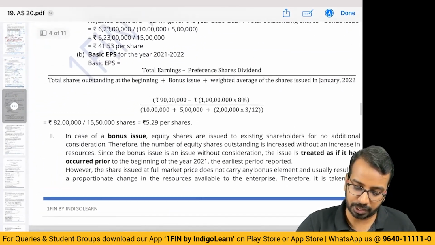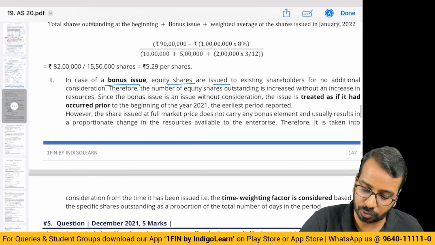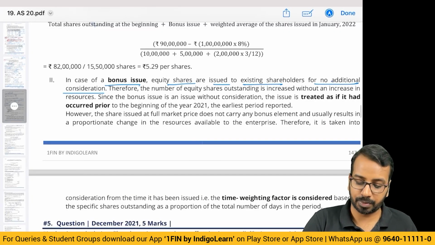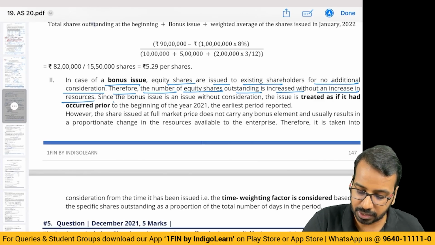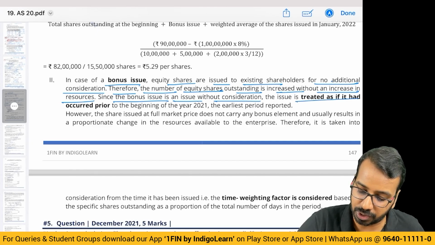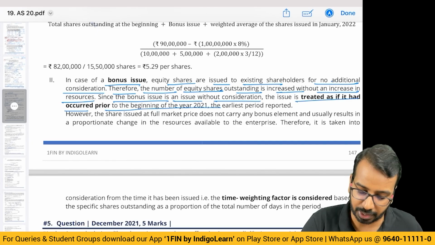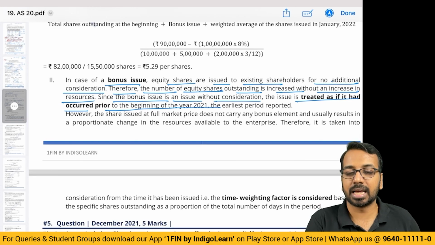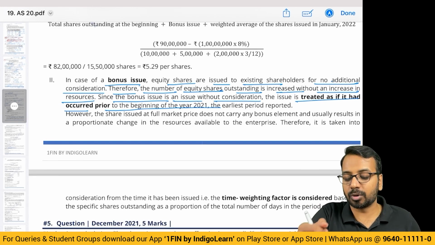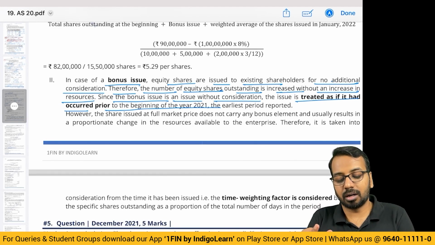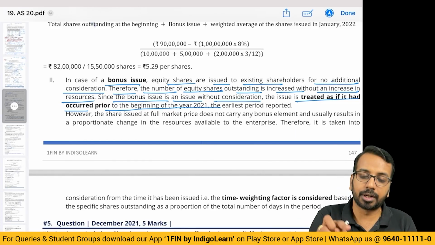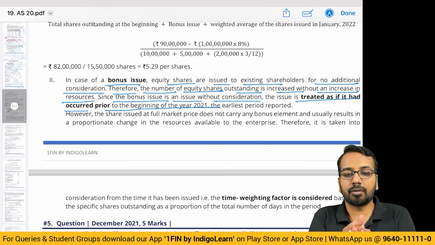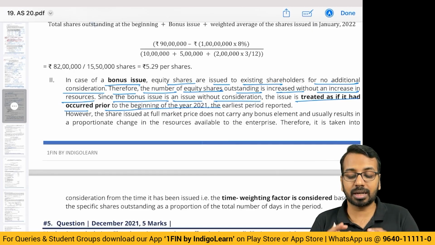Now, first thing, why we should do it is, in case of bonus issue, shares are issued to existing shareholders for no additional consideration. Therefore, the number of equity shares outstanding is increased without an increase in the resources. Since the bonus issue is an issue without consideration, it is treated as if it had occurred prior to the beginning of the period. Now, when I am issuing bonus shares, I am not getting any additional resources. Because I am not getting any additional resources, the earnings will not change. And when I am reporting, I have to report as if those shares have existed from the beginning of the period, because there is no change in the capital that I have invested.